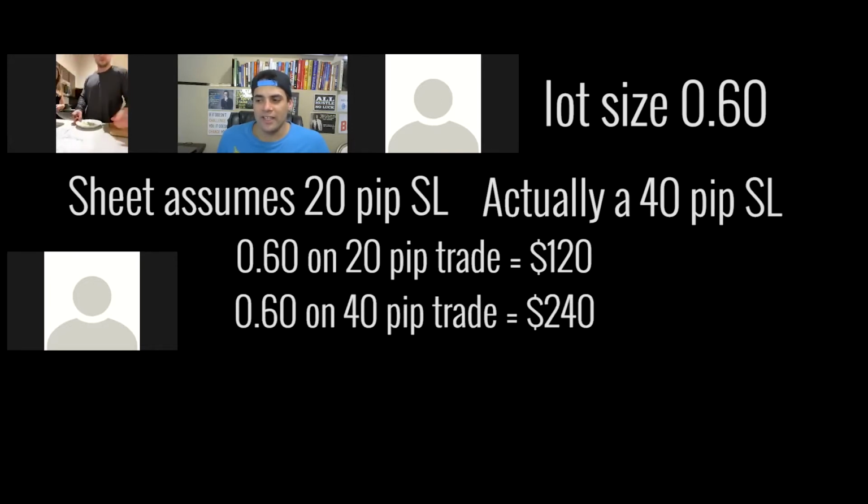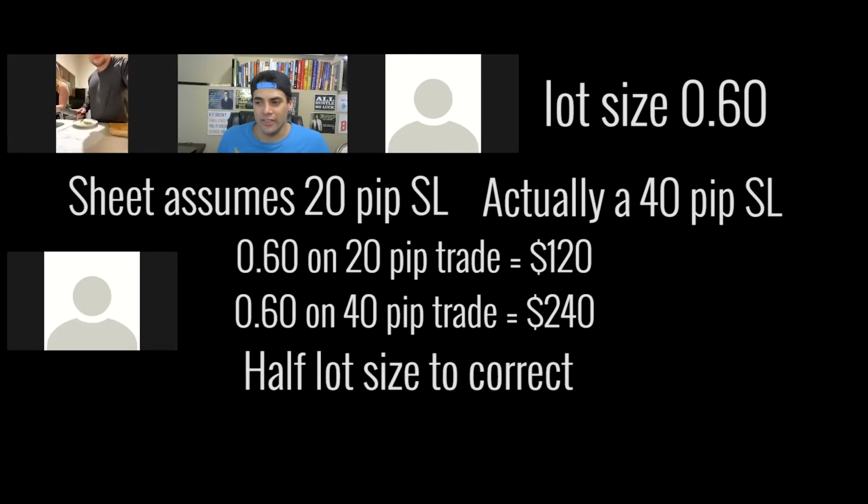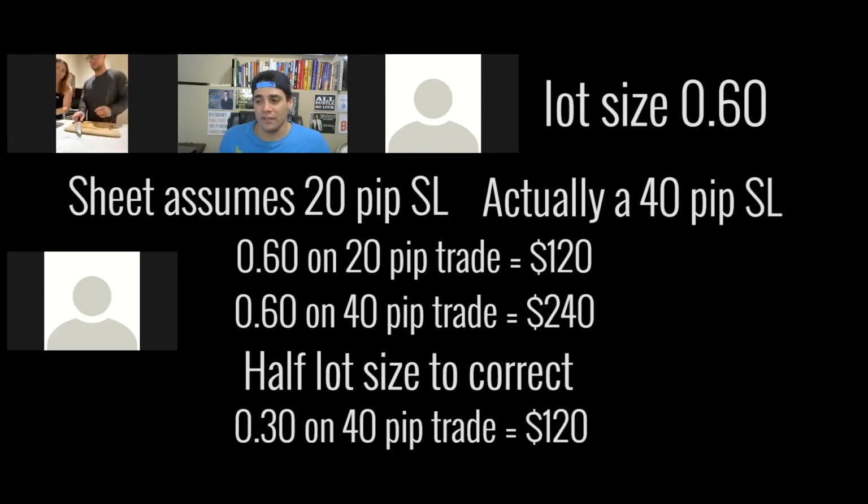Well, if I want to stay at negative 120, I need to take this 0.6 and go to a 0.3. Now the 0.3 at 40 pips is going to equal the 120. So you just need to account for that. Realize that sheet is only expecting you to keep a 20 pip stop loss. So whatever lot size it's telling you, adjust it percent-wise to whatever the trade is.